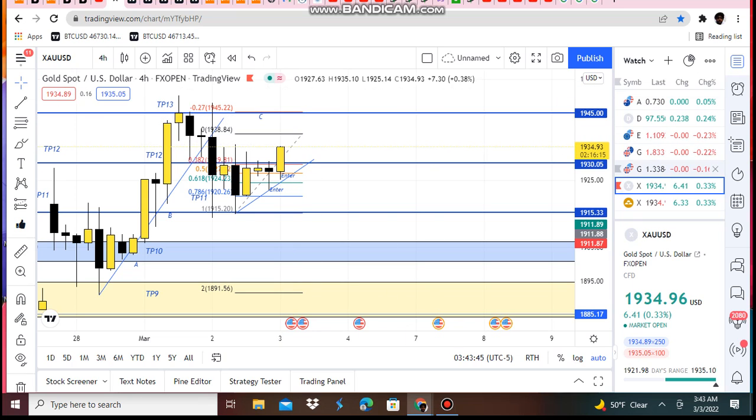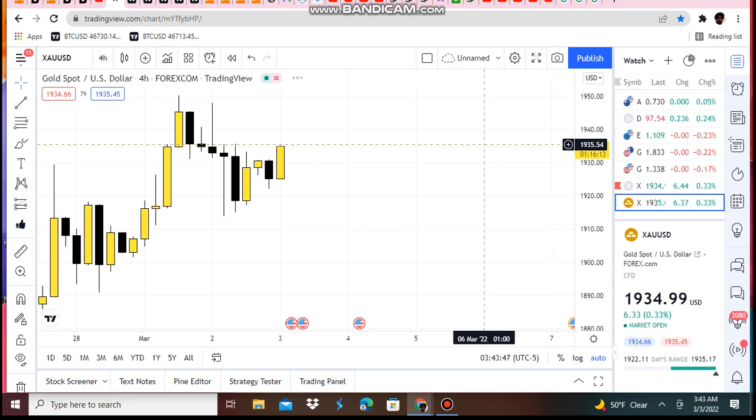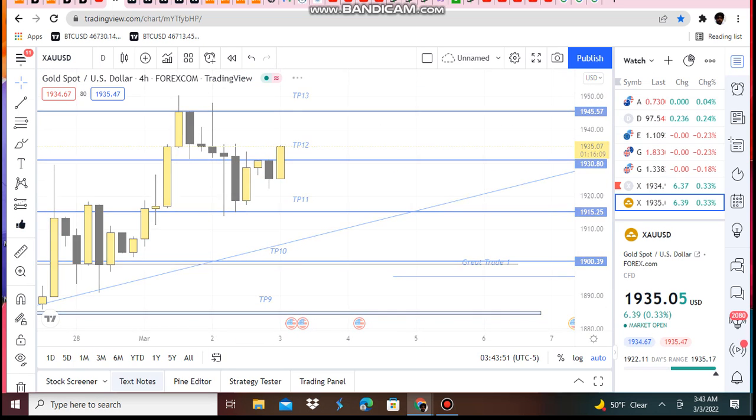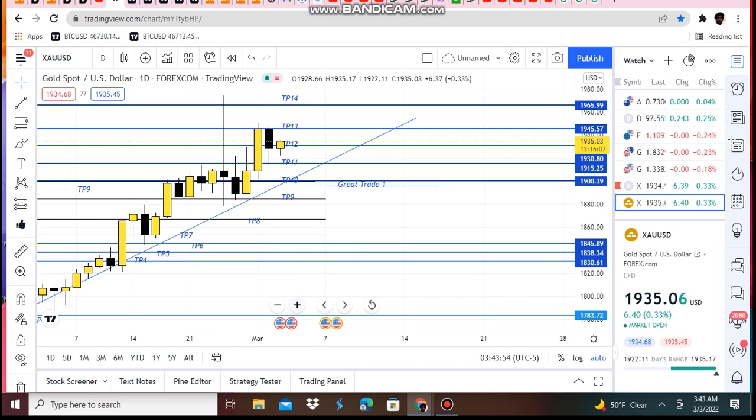And I'll show you on the daily as well. We're in an uptrend for the day. Let's go to the daily. You can see price is going up for the day.